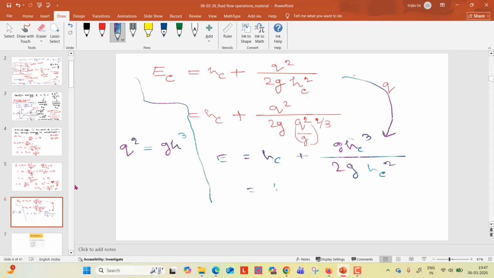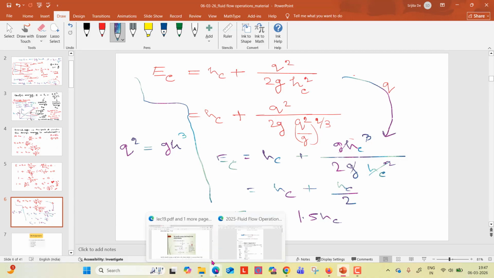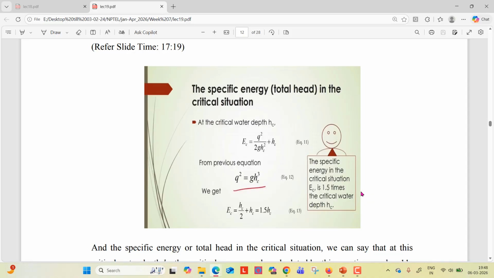So E is hc plus, you can see one is left. So hc plus 1 hc by 2 is left. So this is nothing but 1.5 hc. So Ec equals to 1.5 into hc. So it is what is written here, that specific energy in the critical situation is 1.5 times the critical water depth, right?